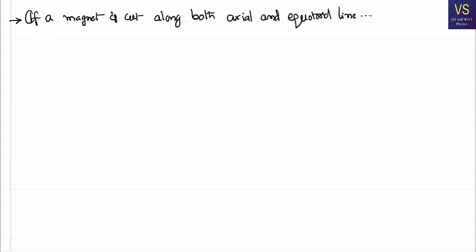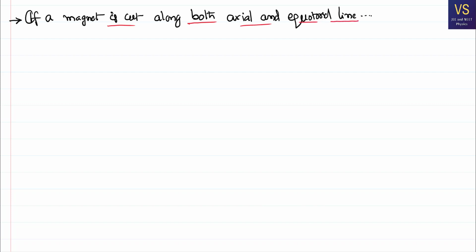Hello everyone, here in this video we would like to talk about what happens to basic parameters like magnetic length, magnetic pole strength and magnetic dipole moment when you cut a bar magnet along both axial and equatorial line, right?